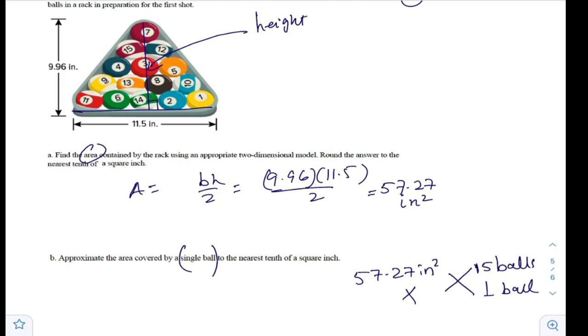So what will you do? Simply you can divide. So we'll divide 57.27 over 15 and it will give us 3.8 inches square. Easy.